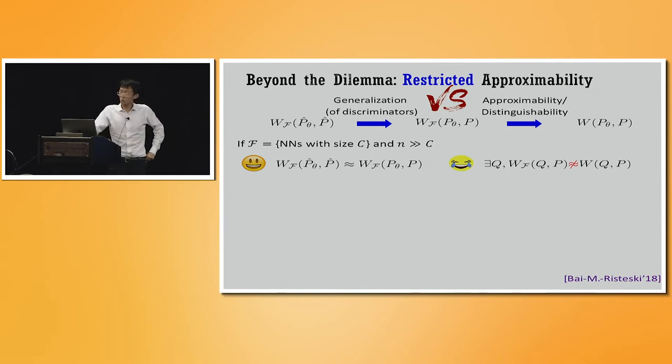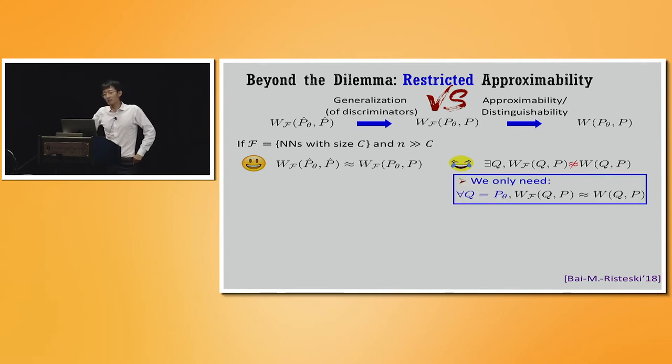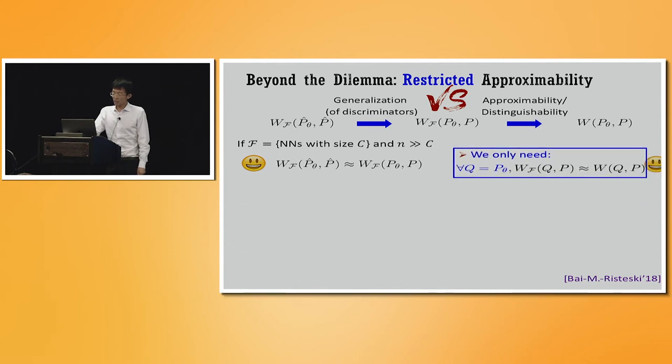We do so by a restricted approximability, which I'm defining below. Note that the problem comes from WF not approximating W. However, if you look closely, this is too much of an ask. We only care about WF approximating W for those distributions Q that can possibly be generated by your generator. This imposes a restriction on the family of distributions you care about: only those Qs that can equal P theta. And when you only care about this, then suddenly things are fine.